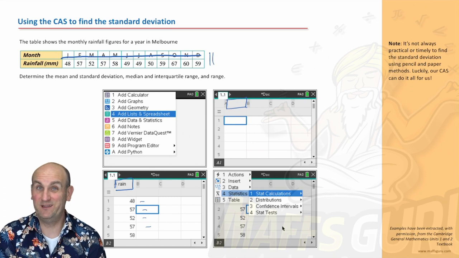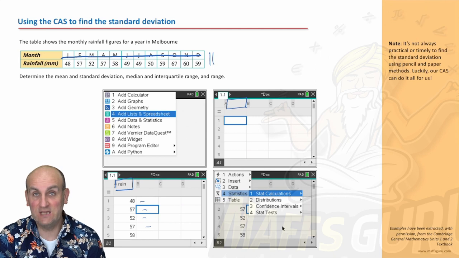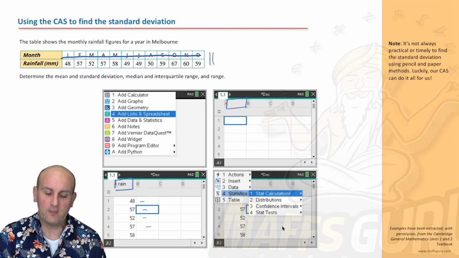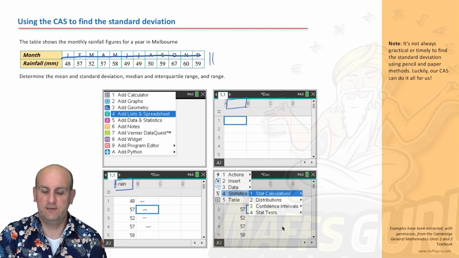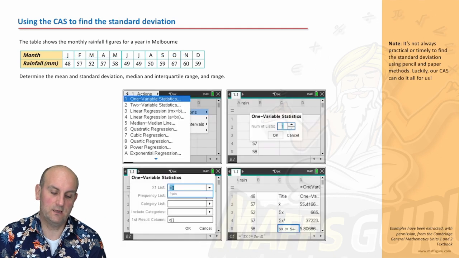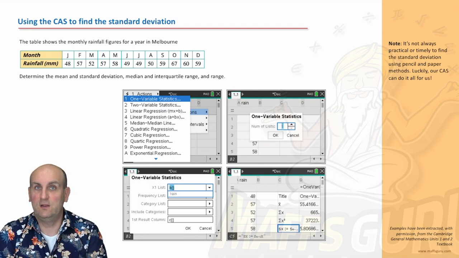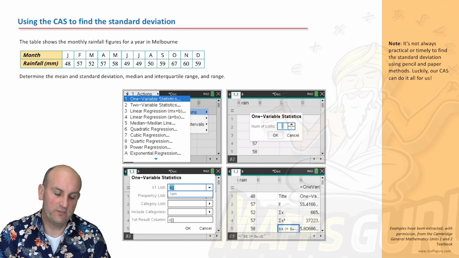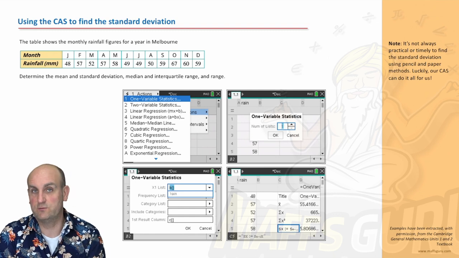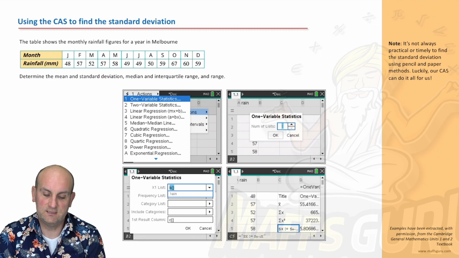When you put the data items in, please be very careful and make sure you put them in order and check that you've done it properly. Having done that, you don't need to change screens. What you can then do is go menu, statistics, statistic calculations. And you'll notice that up comes a load of stuff, one variable statistics, two variable statistics. Because we're only dealing with one variable, the rainfall, and I've only got one column in my data, I'm going to do one variable statistics, right?